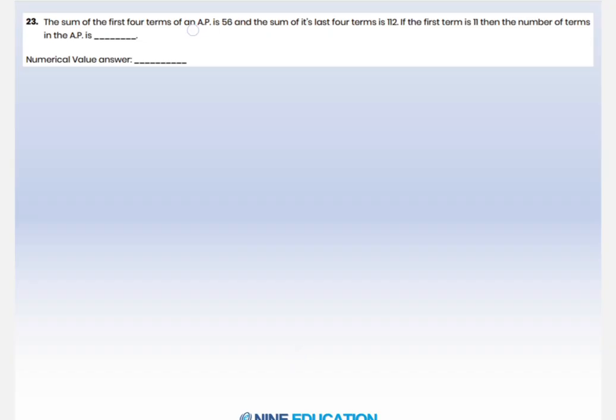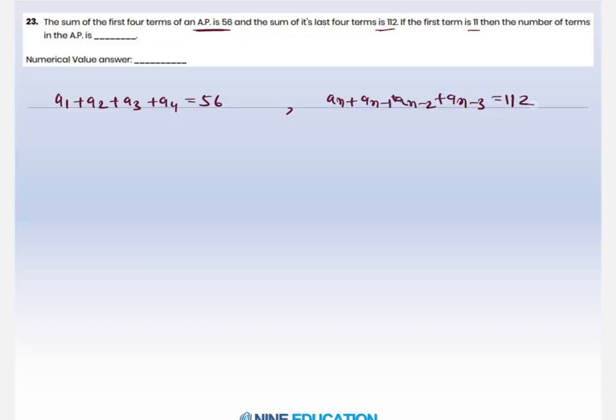The sum of first 4 terms of an AP is 56. Sum of last 4 is 112. First term 11. Then how many terms are there? First 4 terms of an arithmetic progression sum up to 56. Last 4 terms of the arithmetic progression, let's say a_n, a_(n-1), a_(n-2), a_(n-3), sum up to 112. Then we need to find the number of terms given a is 11. Also we know a_n = a + (n-1)d.